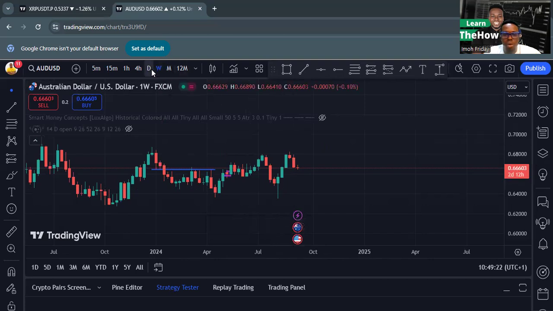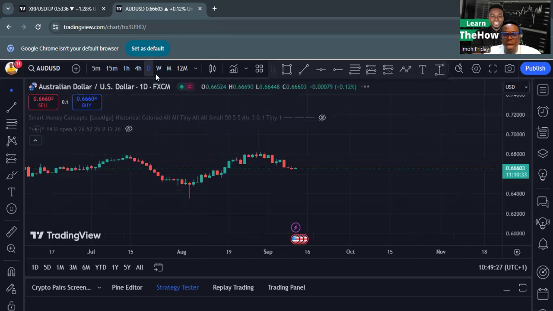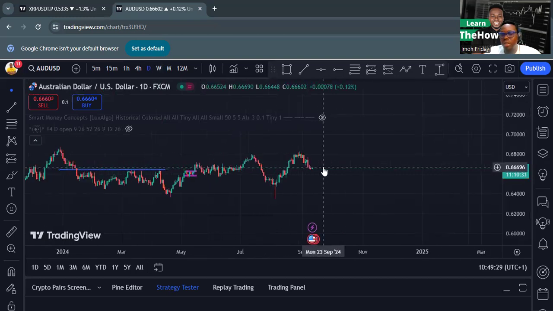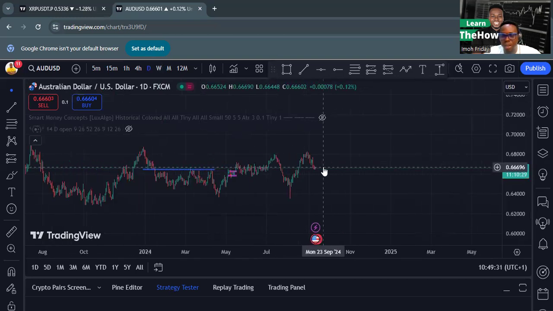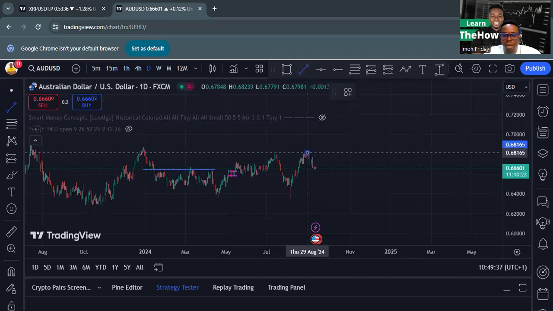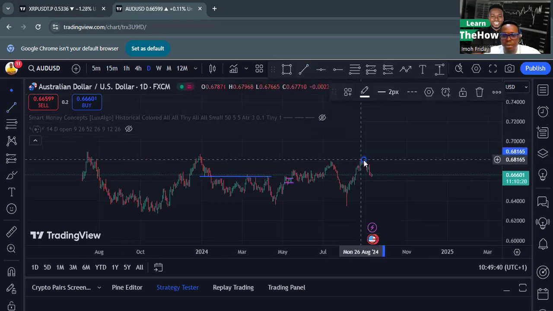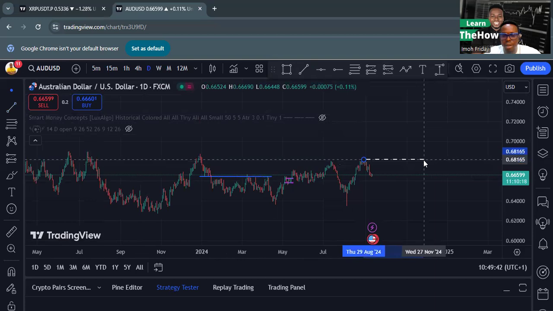Now let's go to 1 day. We're going to be looking for our entry from the 1 day time frame. Yes, 1 day, very important. Now I have a trade already running on this pair. I actually entered that trade at this very point here. In my forex account, I entered that trade from this very point.